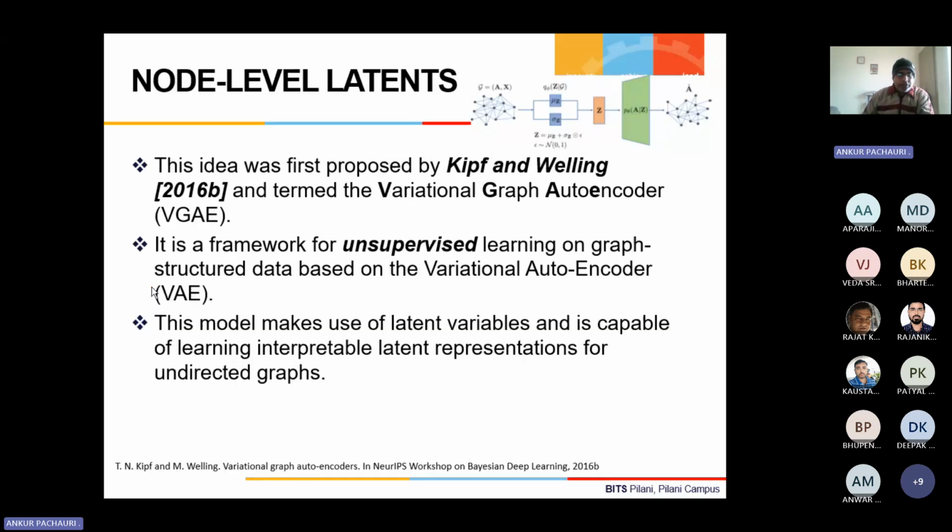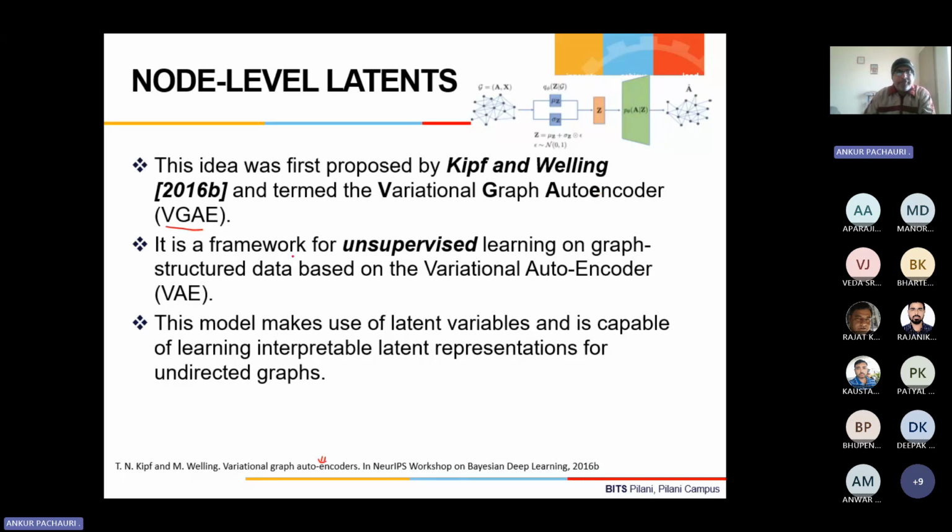You can go through this paper, Kipf and Welling, Variational Graph Autoencoders. It was published in 2016. So the idea was first proposed by them, and the term was VGAE, Variational Graph Autoencoder. The V has been taken from variational, and autoencoder.